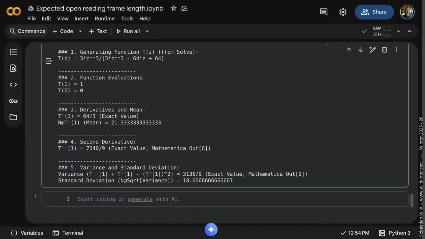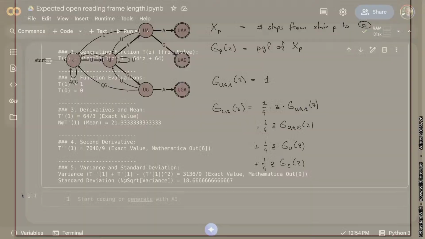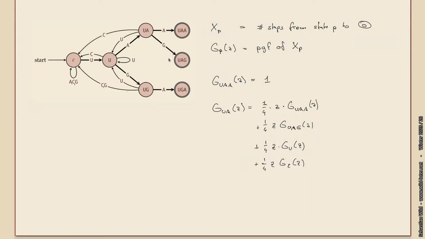Good, that's all of my detour to generating functions. We'll go on to something entirely different, which may or may not help people. We'll see.